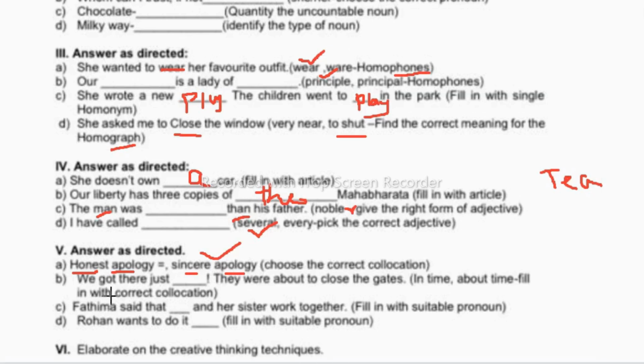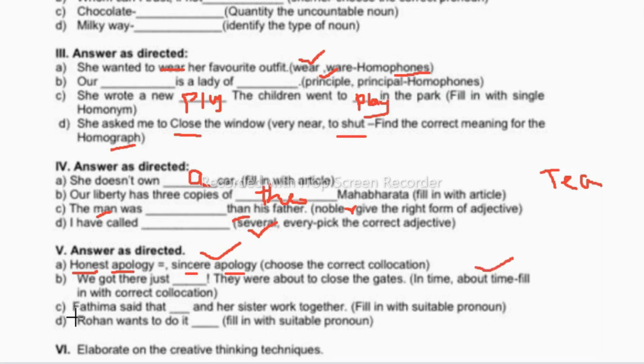Next one, we got there just dash. They were about to close the gates. Now here you have to choose the correct collocation again. In time, about time. These words also I have explained in that exercise. You can go through that. So about time is nothing but it shows on time, means it was about to close the door.